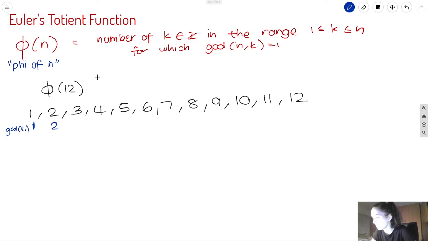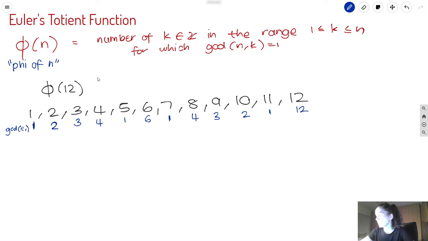The biggest divisor of 3 and 12 is going to be 3. This will be 4. 5 will be 1, so only 1 divides both 5 and 12. For 6, it will be 6, so 6 divides 6 and divides 12. For 7, it will be 1. For 8, it is going to be 4. For 9, it will be 3, so 3 divides 9 and 3 divides 12. For 10, it will be 2. For 11, it will be 1 again, since nothing except 1 can divide 11 and 12. And then for 12, we will have 12 itself.